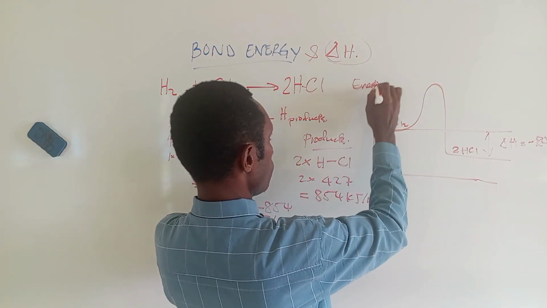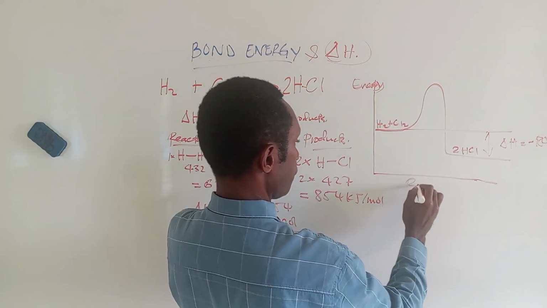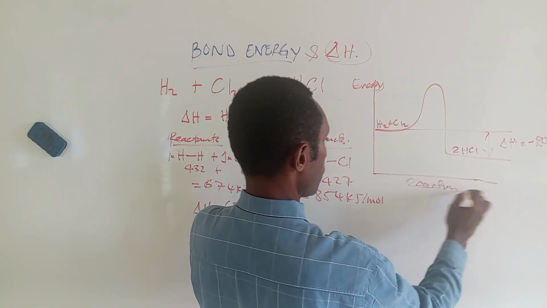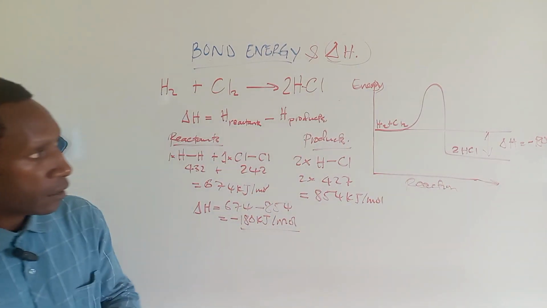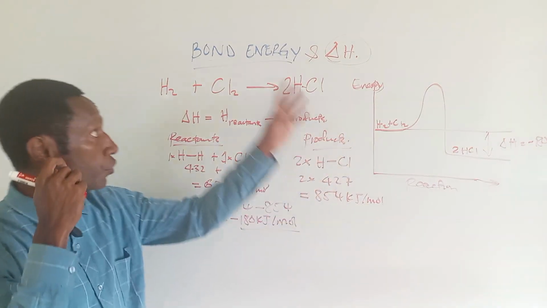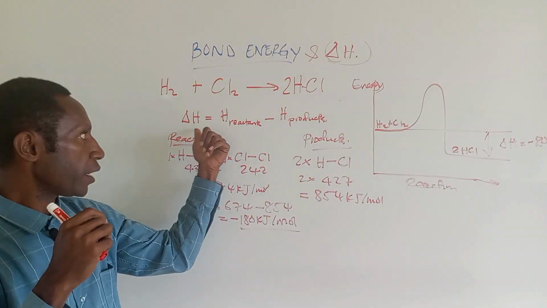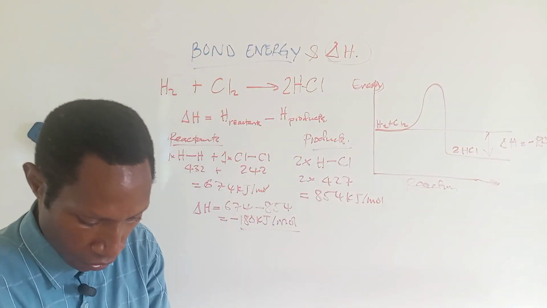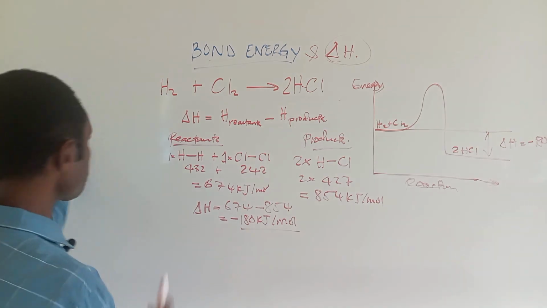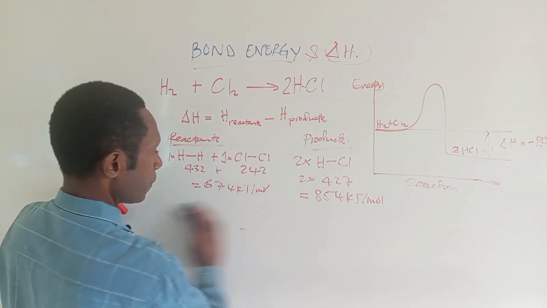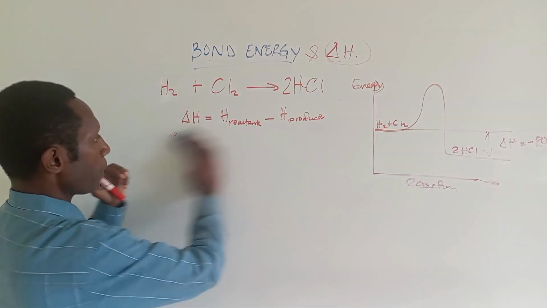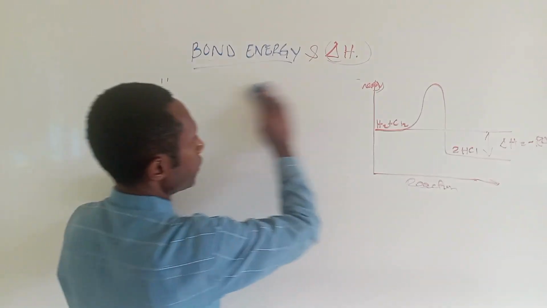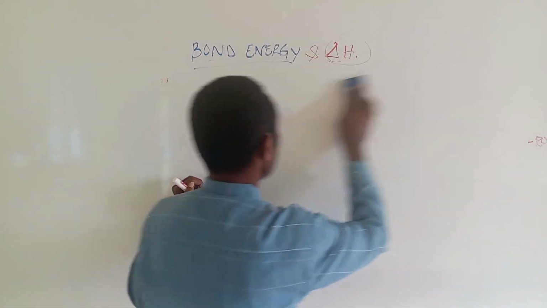Energy and reaction. Okay, so that's how you calculate bond energy, find enthalpy, and then plot the graph. Alright, so I'll show you another example.